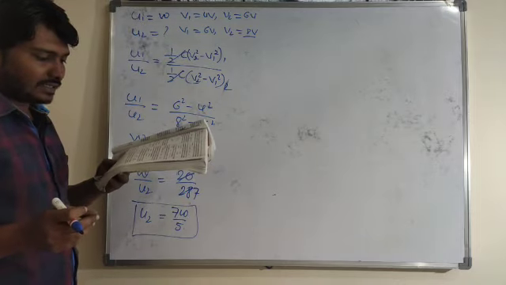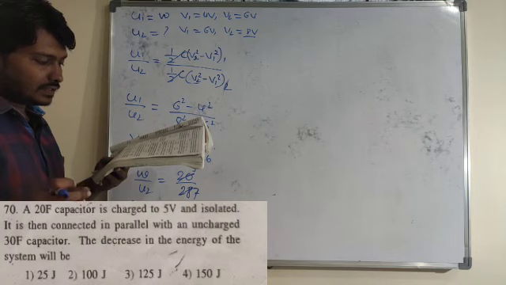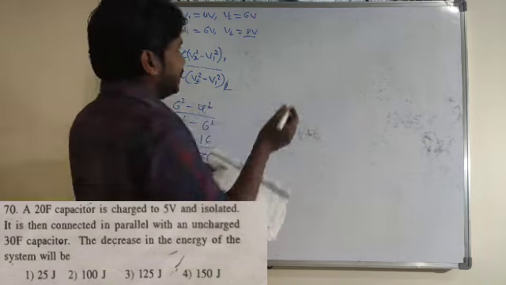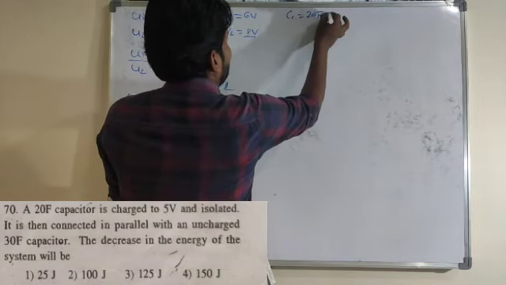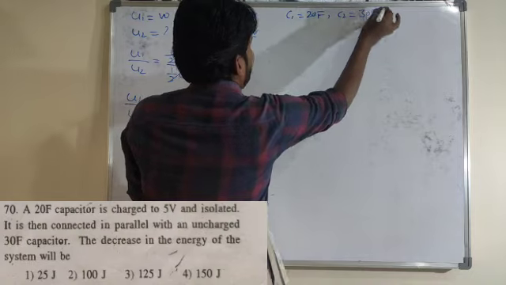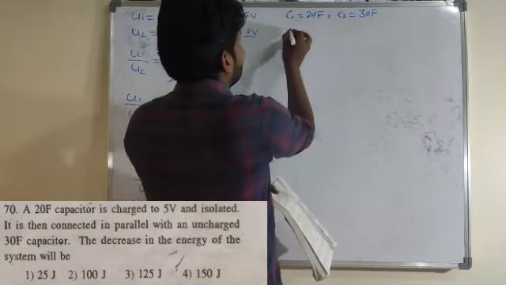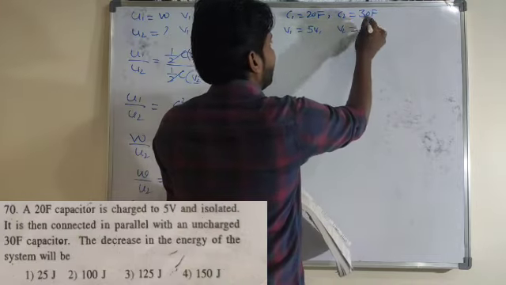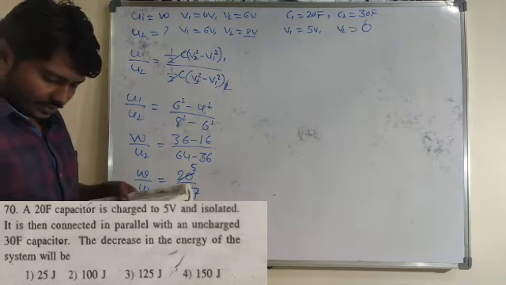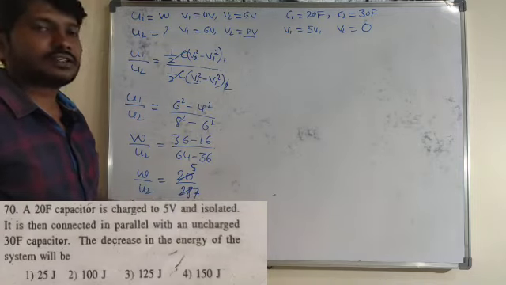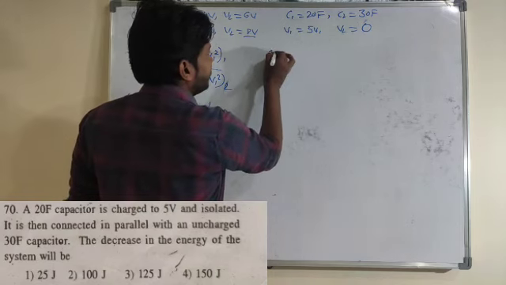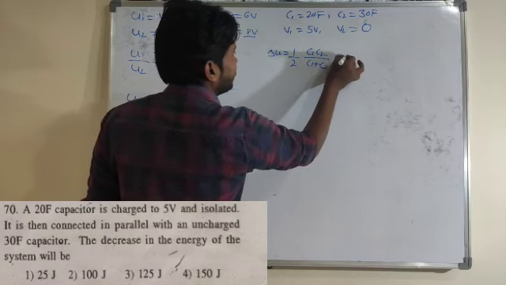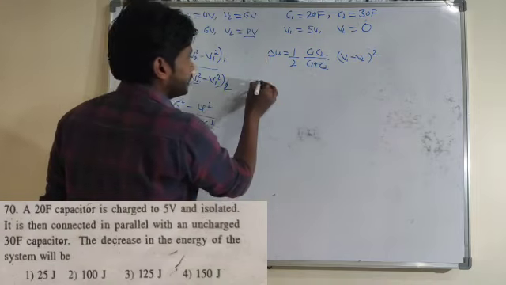A 20 farad capacitor is charged to 5 volt and isolated. It is then connected in parallel with an uncharged capacitor of 30 farad. So C1 value is 20 farad and C2 value is 30 farad. C1 is at a potential of 5 volt and V2 value is 0 because it is uncharged. The decrease in the energy of the system means energy loss. Same formula: half of C1 C2 divided by C1 plus C2, times V1 minus V2 whole square.